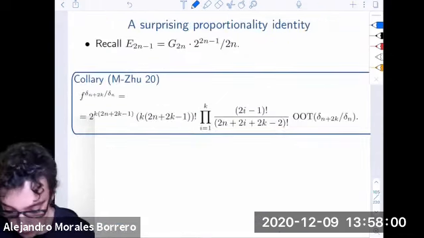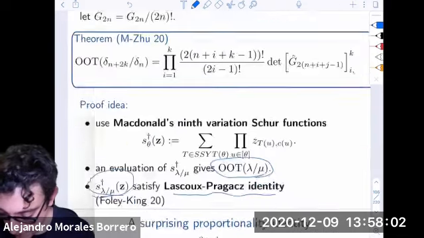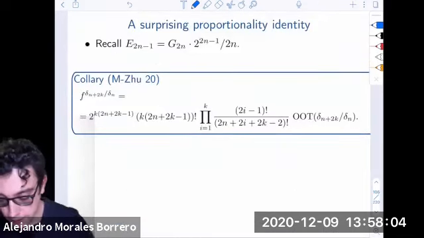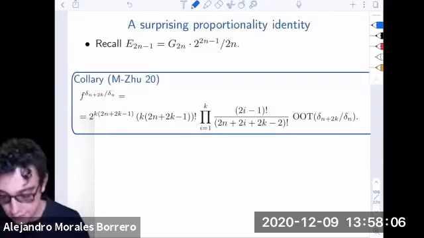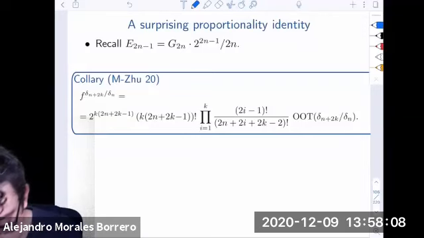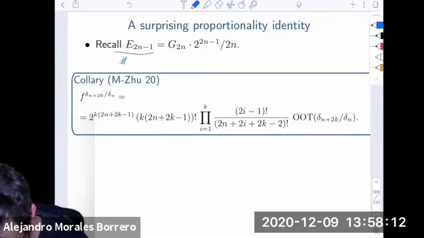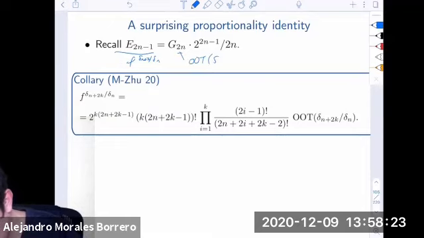And just to finish, this has a surprising relation. So maybe if you can just wake up here for some numerology. So remember that Euler numbers count the number of standard tableaux of a staircase. Okay, and this counts the number of Okounkov-Olshanski terms of the same shape.